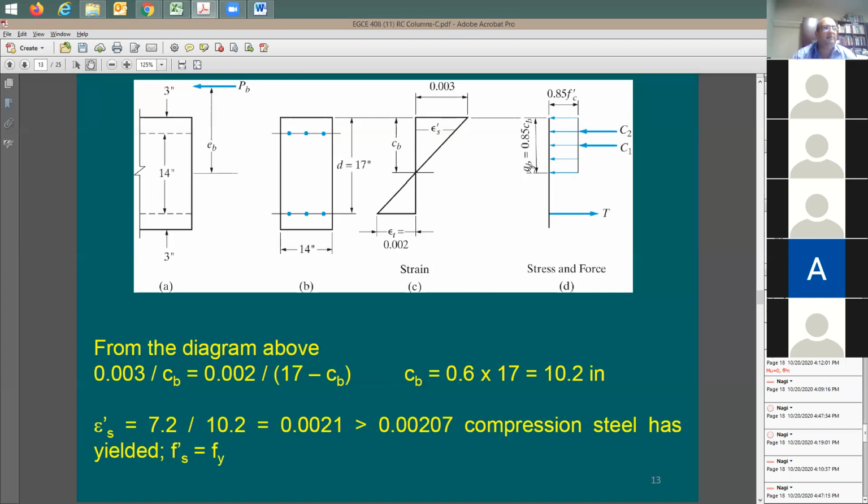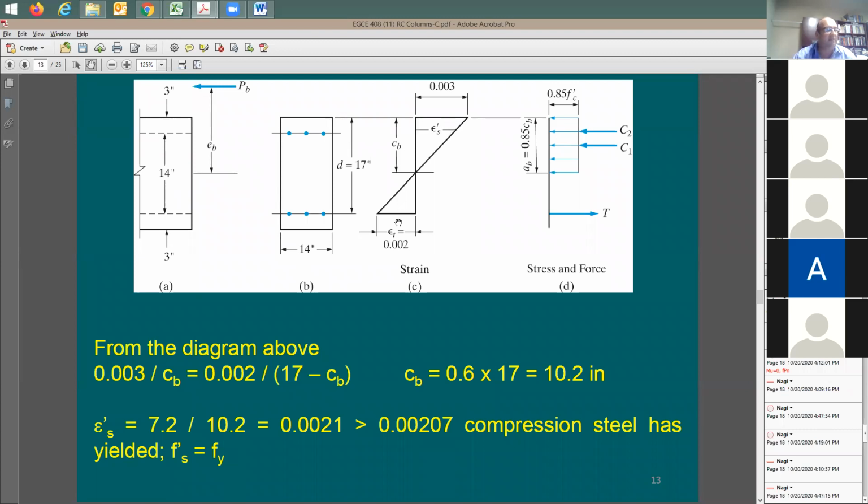So you say here A times 0.85 A prime C times the width. This is going to be the compression force C1. How about C2? You say C2 is going to be equal to 3, because I have 3 bars. Each one is going to be 1 square inch multiplied by 60. Why 60? Because the compression steel is yielding.